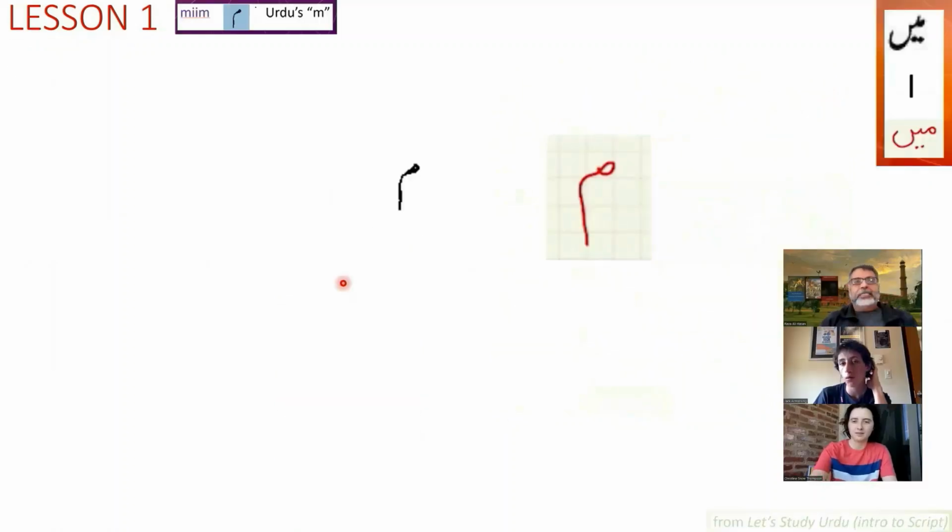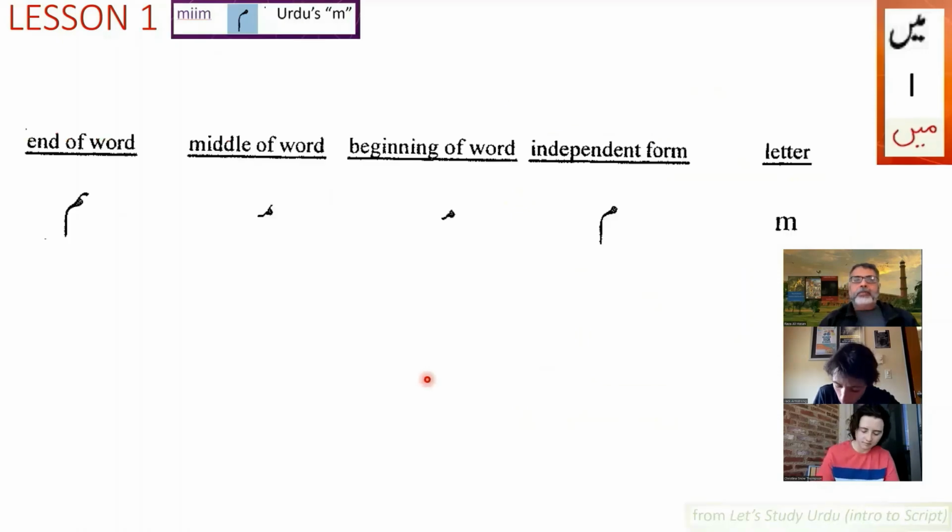Here we go. So now we're still on lesson 1. In this lesson, we'll start with the letter M. So Urdu's M is called meme, and it looks like that. Okay, this is meme. And let's keep going here. Again, the word we're learning is on the upper right-hand corner. The letter we're learning is up here. And then what you see here is it's saying this is the independent form.